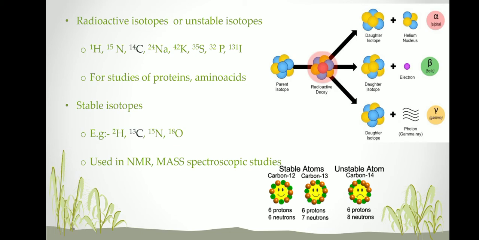Radioactive isotopes, what are they? They are unstable in nature and become stable by emitting various radiations, and that radiation emission capacity is used for studying this tracer technique.